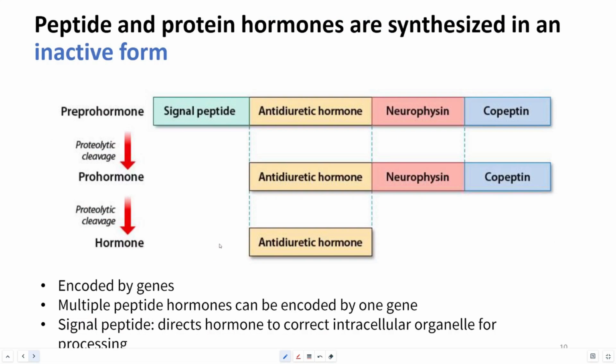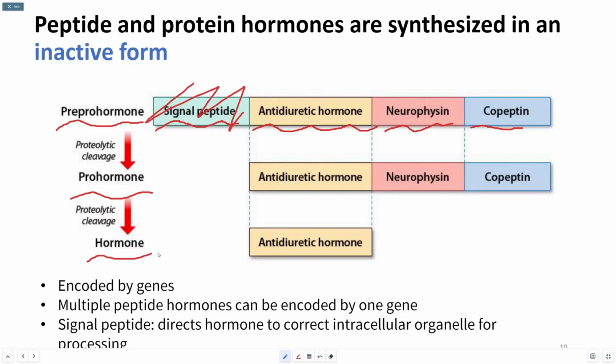Peptide and protein-based hormones are synthesized via an inactive form. This means that the hormone starts off as what we call a pre-prohormone form, which includes genes for different chemicals and the RNA coding for a signal peptide. You may have your target hormone, the antidiuretic hormone, another hormone, neurophysin, and a copeptin. And when this hormone gets processed, it becomes a prohormone. The prohormone will be modified through proteolytic cleavage and becomes a final hormone in which that one hormone gets produced.